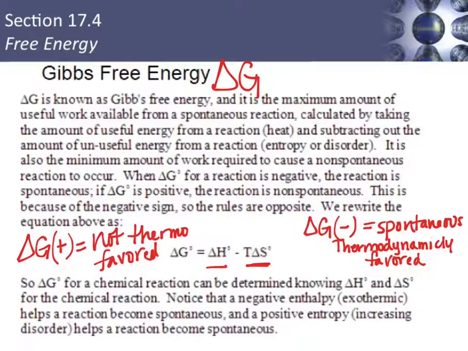Again, if you have a negative enthalpy, a negative delta H, that will help our reaction become spontaneous. And if you have a positive entropy, it will also help our reaction become spontaneous. We're going to break this down even further. So if you have a negative enthalpy, a positive entropy, and a negative free energy, then it would be really spontaneous. Enthalpy is H.